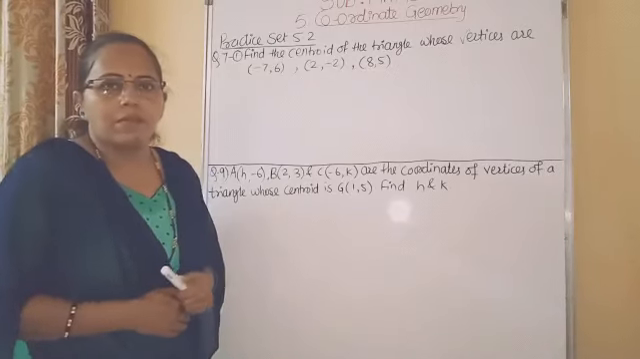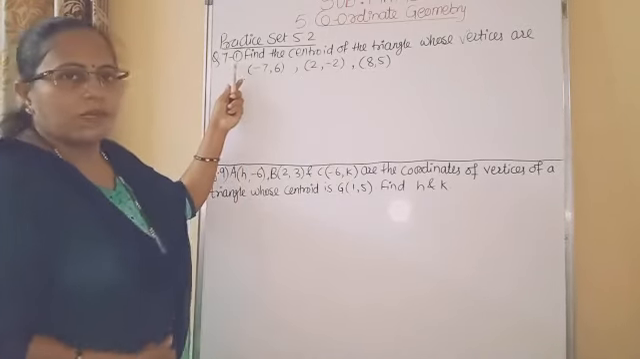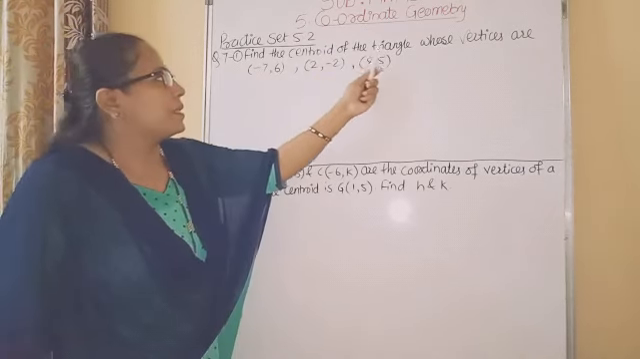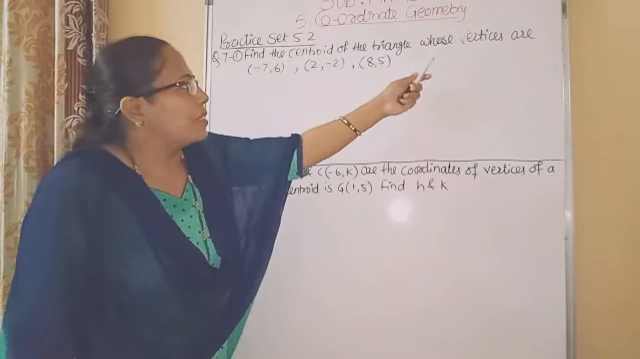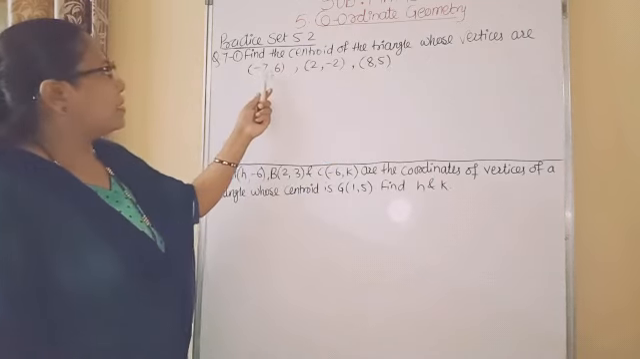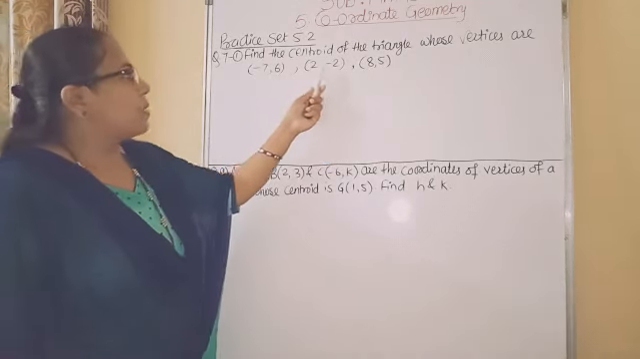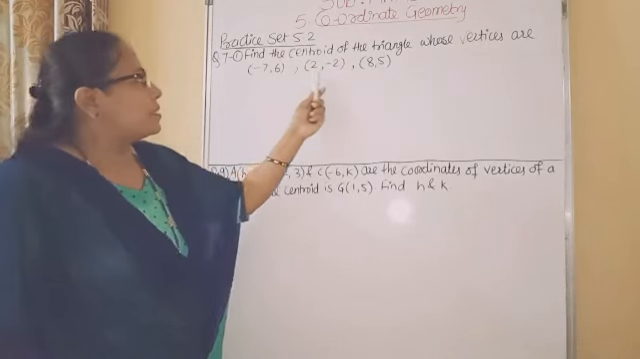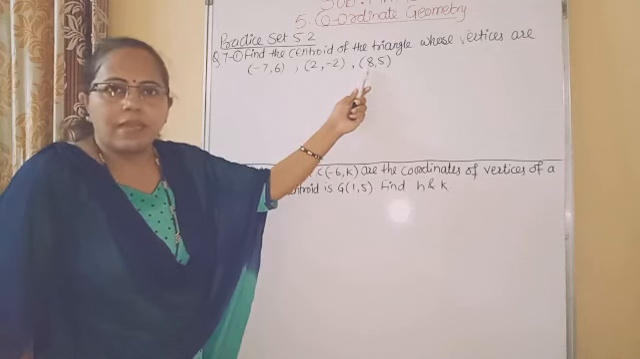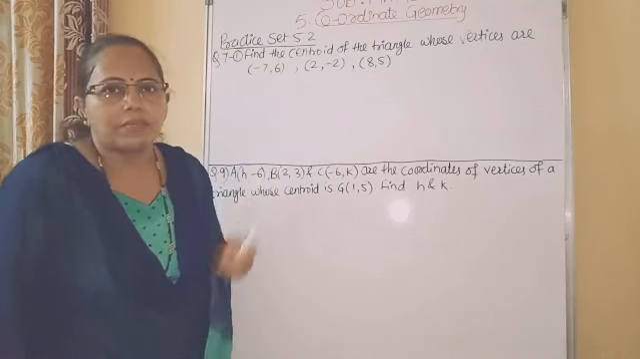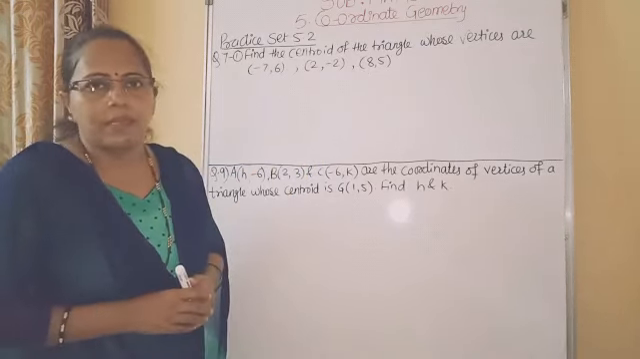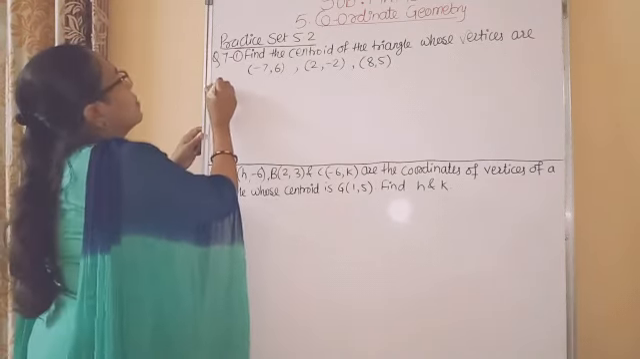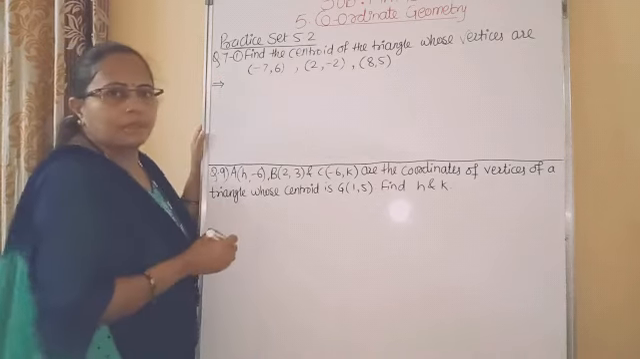Number 7. From that we will solve the first one. The question is, find the centroid of the triangle whose vertices are (-7, 6), (2, -2) and (8, 5). So these are the three vertices of a triangle and we have to find out the coordinates of the centroid of that triangle. Okay. So let us start the solution.